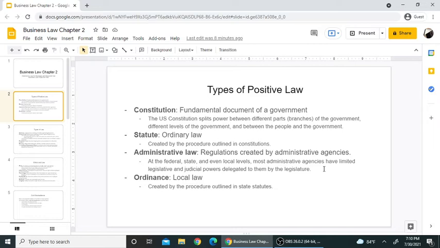So then we have ordinances. Ordinances are local laws, basically created by a county or a city or something like that. The process for making an ordinance can vary depending on the structure of the local government, and because local governments are creations of their states, the state law, the state statutes, and the state constitution sometimes might describe certain ways that ordinances have to be passed. So they have to go through some procedure in order to pass an ordinance, and the state statute will outline that procedure.